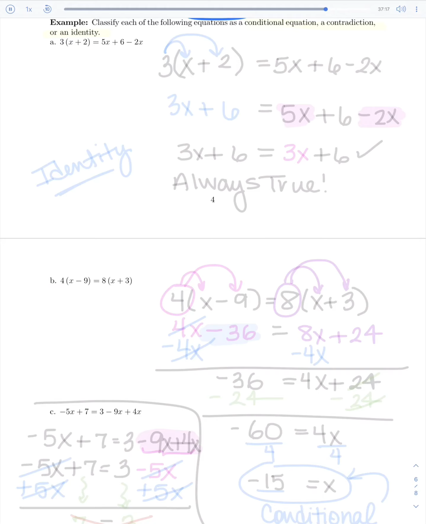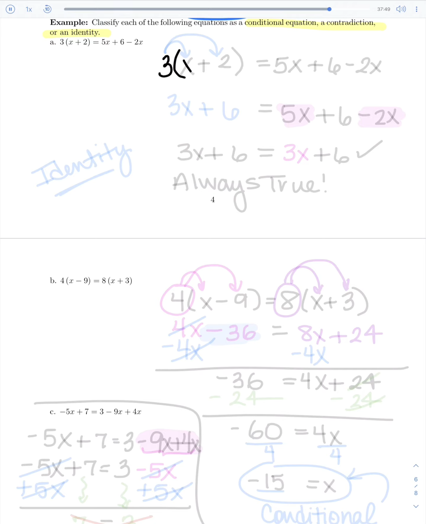both sides. So when you have these problems in your homework that say, I need to identify these as either a conditional, contradiction, or an identity, there is no way to know just looking at the equation. You just have to try to solve it and see what happens. That's how you're going to find out whether it's a conditional, contradiction, or an identity. So let's try this first one. Let's take a look at A.